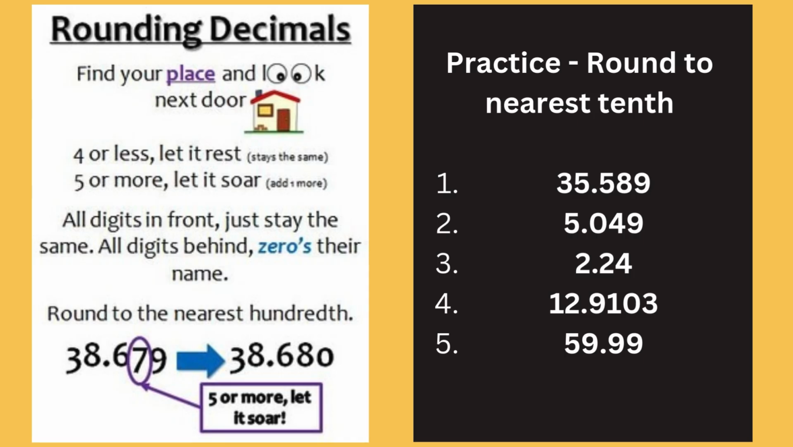Number 2, let's look at this one. The whole number's 5. My tenths place is 0. The hundredths place is 4. The thousandths place is 9. So I'm looking to the nearest tenth, so I have a 0. I'll look at that number. It's less than 5. So the number would be just 5.